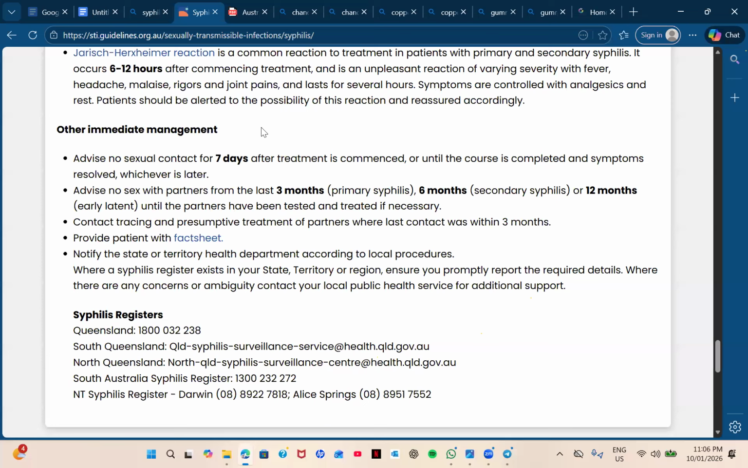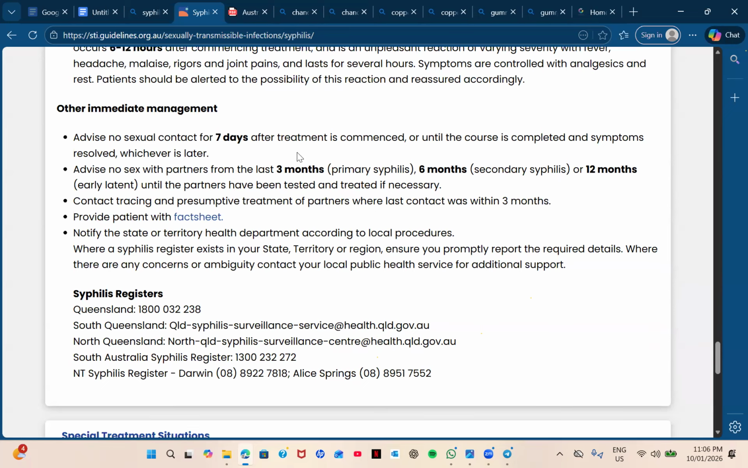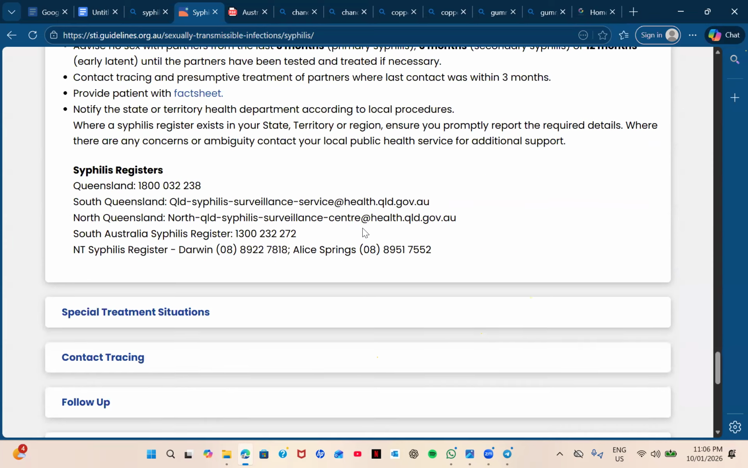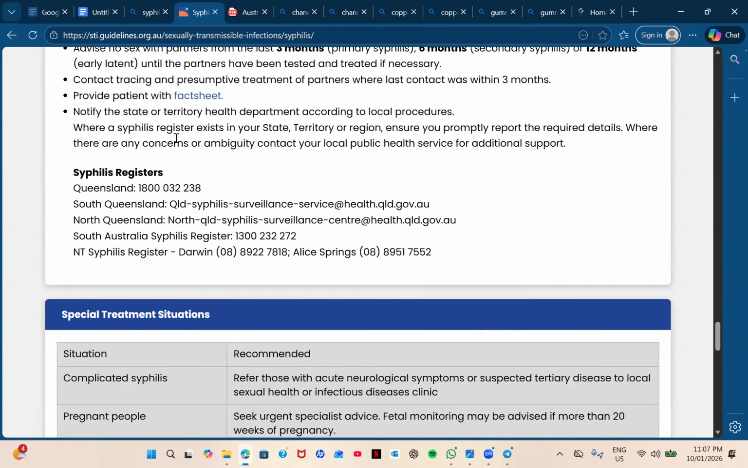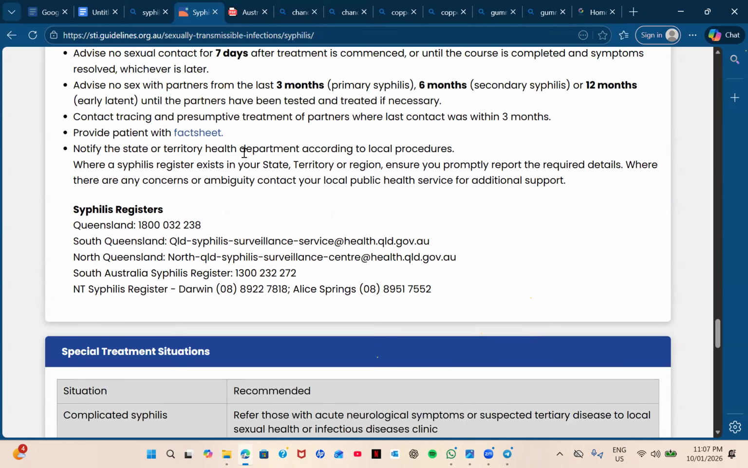We discussed the sexual partners there. You should remember 3 months for primary, 6 months for secondary syphilis, and 12 months for early latent syphilis, until partners have been tested and treated if necessary. Then we have to notify the state or territory health department. This is a notifiable disease.